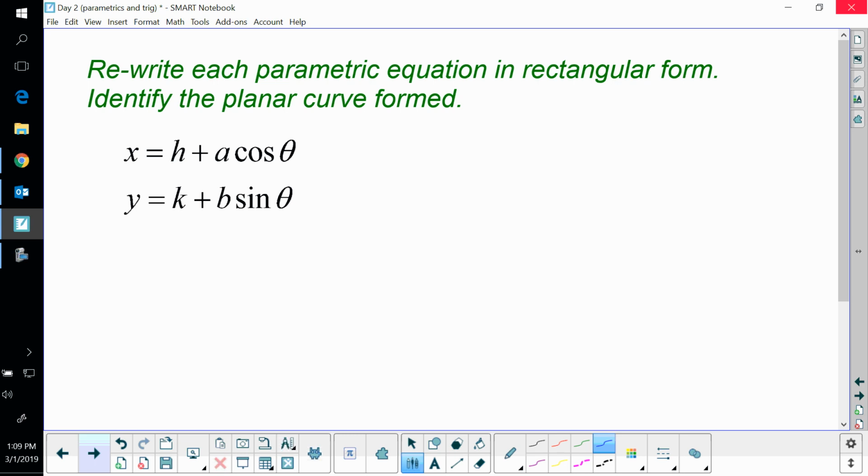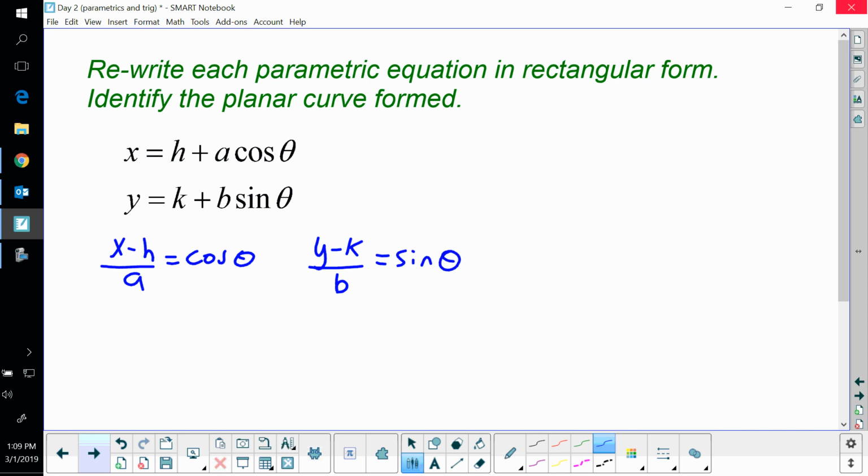All right, the last page, we want to rewrite each parametric equation in rectangular form. So we want to eliminate the parameter. So we're going to do pretty much what we've been doing. We just have one extra step. So here for the x, we've got to first subtract the h over, and then we'll divide by a. And that's what cos theta will be. For the y, we've got to subtract the k over and divide by b. So that's what sine theta will be.